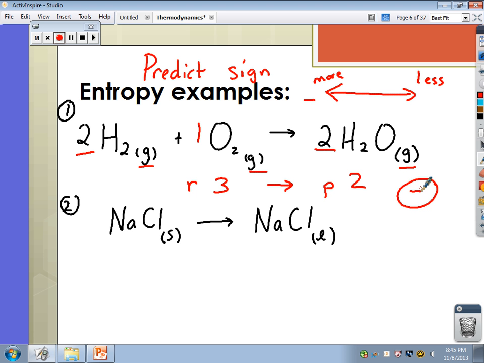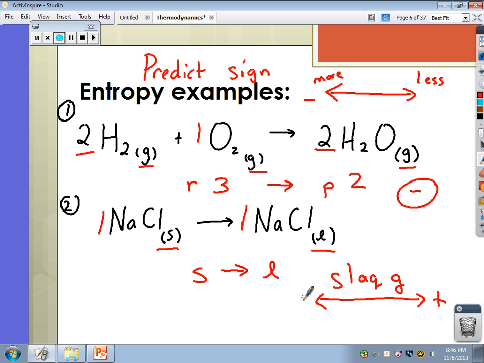Now, let's look at sodium chloride. I have a solid and I have a liquid. I have 1 mole and I have 1 mole. My reactants and products are not changing in terms of moles, but my states of matter are. I'm going from a solid reactant to a liquid product. And if you think of your letter line, I'm starting out from a solid and I'm ending up with a liquid. I'm going in this direction. And so I would predict the sign for this to be positive.